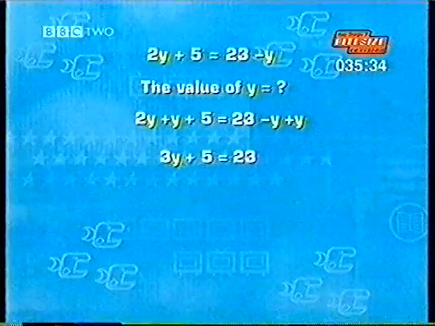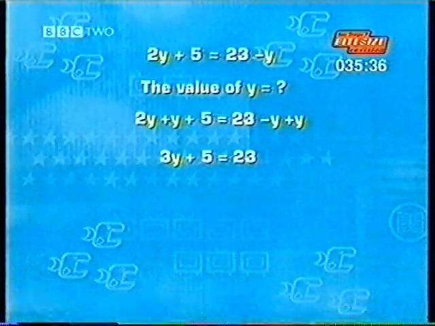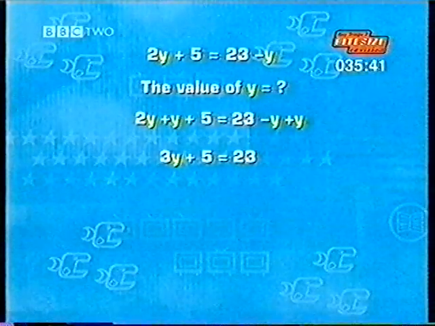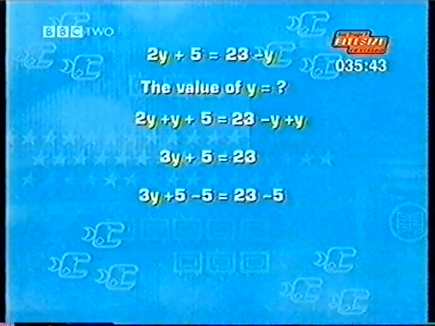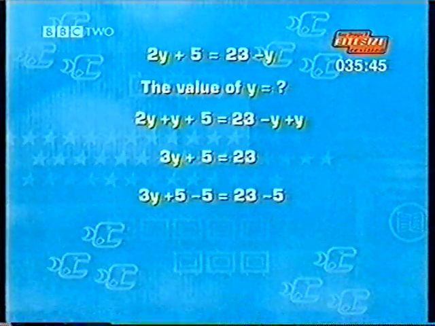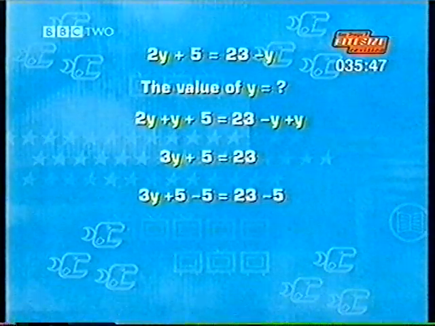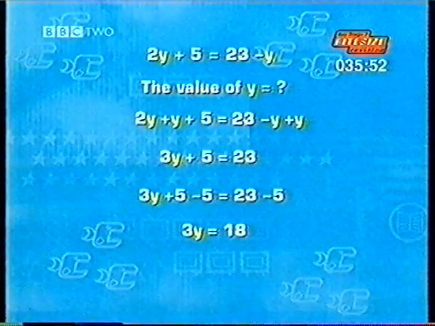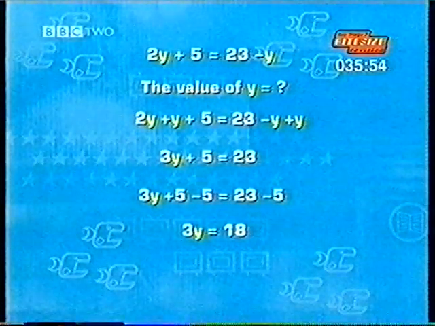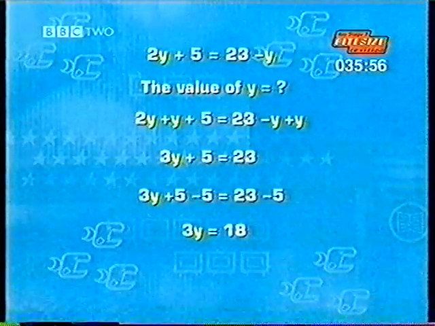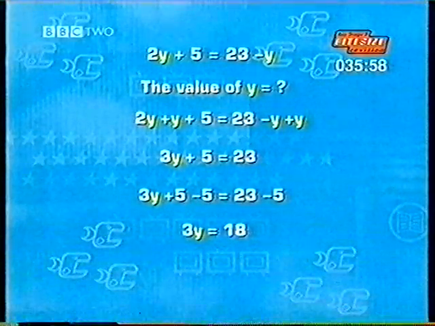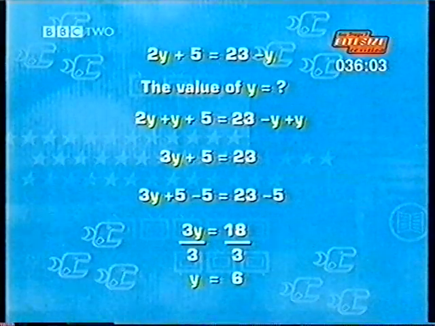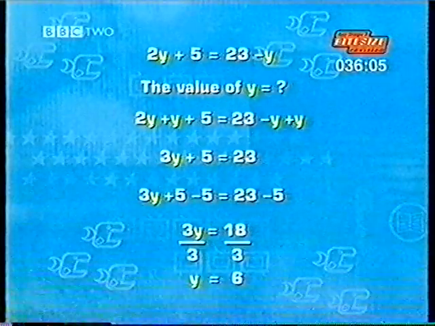Now, aiming to get the 3y on its own, subtract 5 from both sides, leaving 3y, add 5, minus 5 on that side, equals 23 minus 5 on that side. So that's 3y equals 18. Now there is a 3 multiplying the y, so divide both sides by 3 and you have y equals 6. So Alid's number is 6.